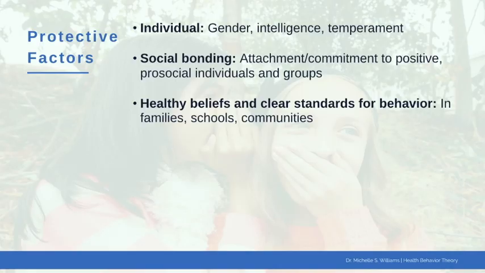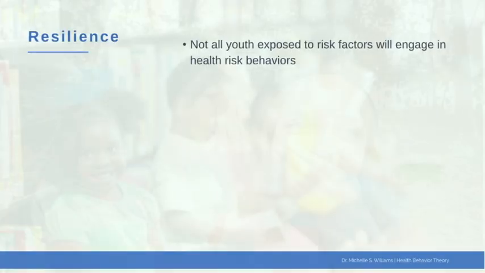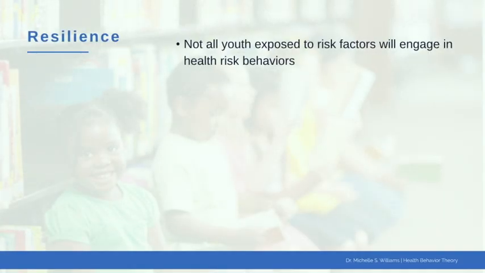So youth and adolescents who have an attachment to positive, pro-social individuals and groups tend to engage in fewer risk behaviors. And then also children, adolescents, and youth who have families, schools, and communities that have very high standards for behavior also tend to be less likely to engage in risk behaviors. Now, it's not to say that all youth who grow up in violent communities or abusive households are going to engage in risk behaviors. Some youth have resilience, and resilience just means that they are going to resist the urge to engage in risk behaviors even when they're exposed to them.